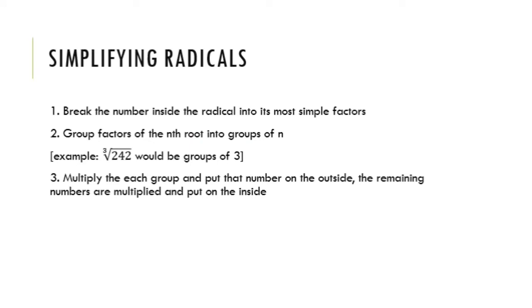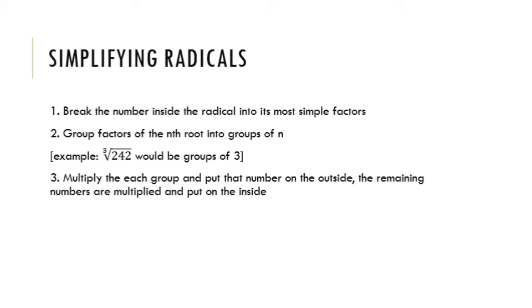All right, so this is what we're going to follow when we're trying to simplify a radical. We're going to break the number inside the radical into its simplest factors, and we're going to group these factors of the nth root into groups of n. I know that sounds confusing, but let's put it into numbers. For example, if I try to do the cube root of 242, I would put these factors in groups of 3.